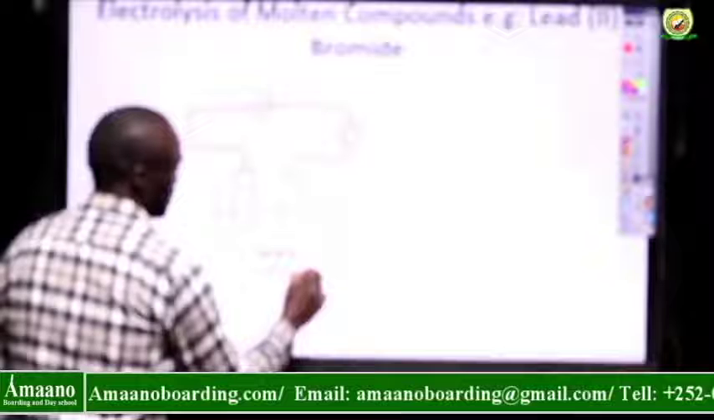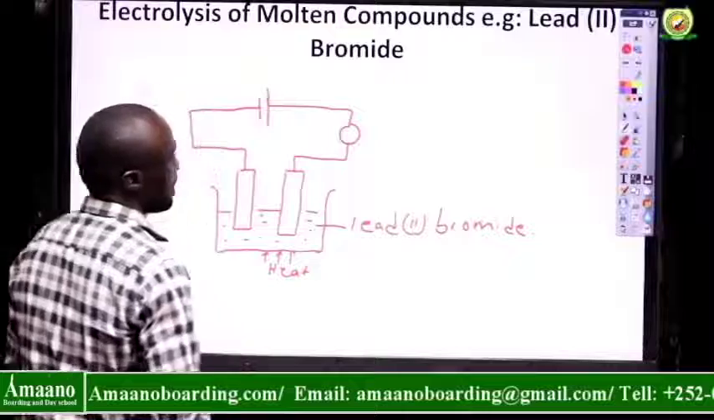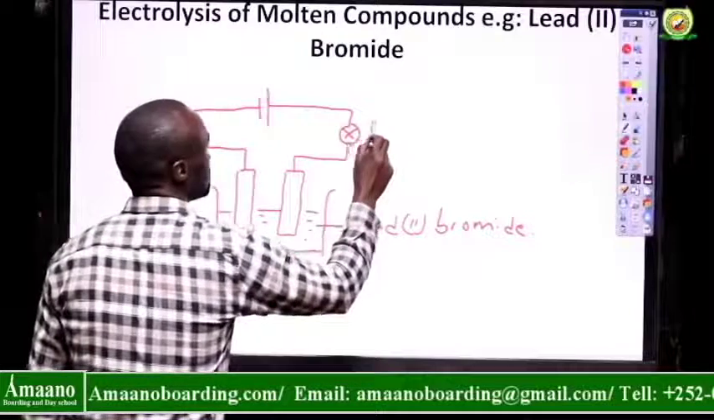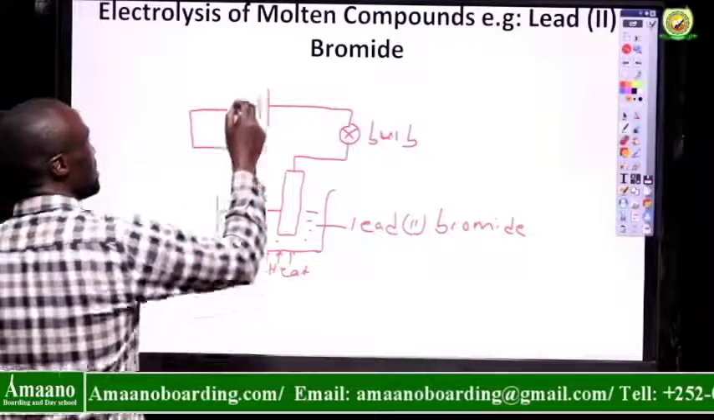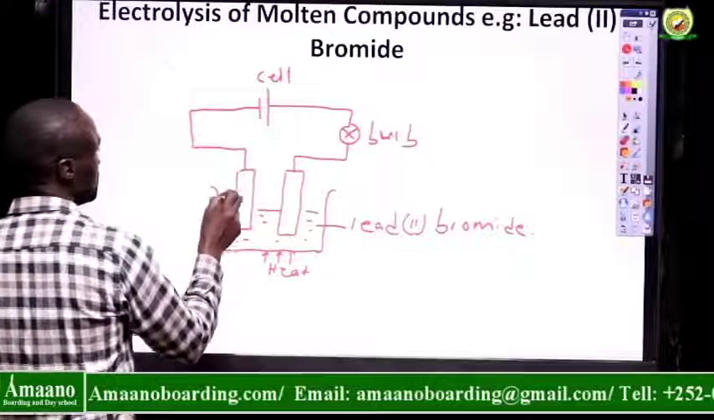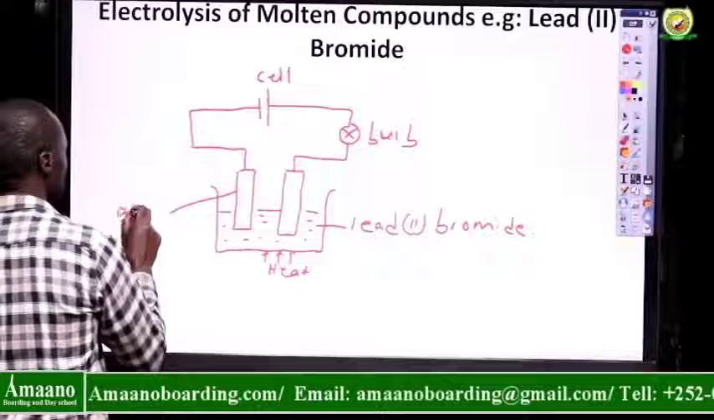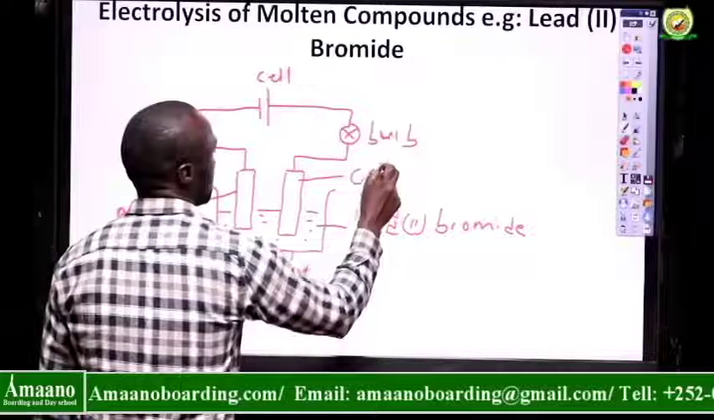So this is heat. I have to heat my compound so that it can melt. And my electrolyte is now known. It is lead bromide. This is a bulb. That's a bulb. This is the cell. This is my anode. Then the cathode.